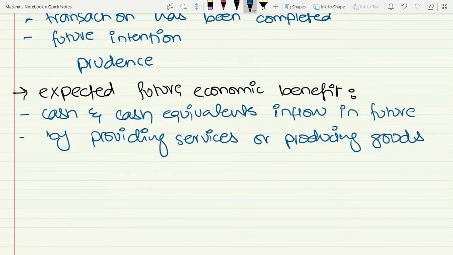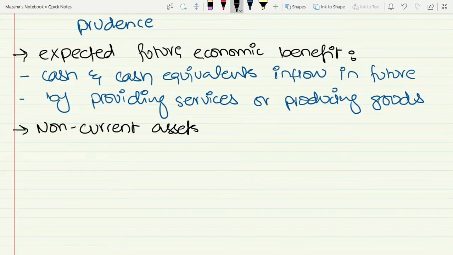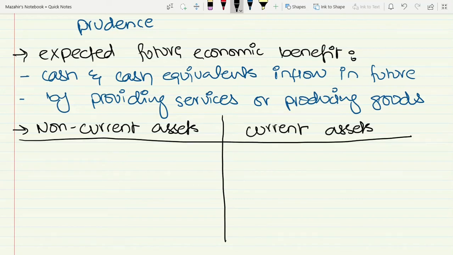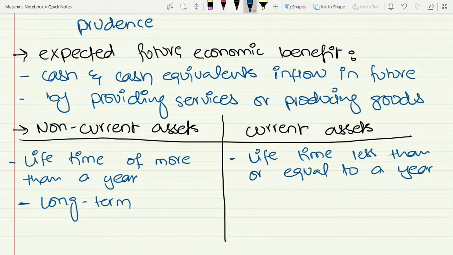Here we will understand two more concepts: assets have two main types. The first one is non-current assets and the second type is current assets. Non-current assets are those assets which have a lifetime of more than a year. We can say that any asset that provides economic benefit in the long term. And secondly, current assets are totally opposite, in that they have a life of almost a maximum of a year. And these types of assets are regarded as short term.